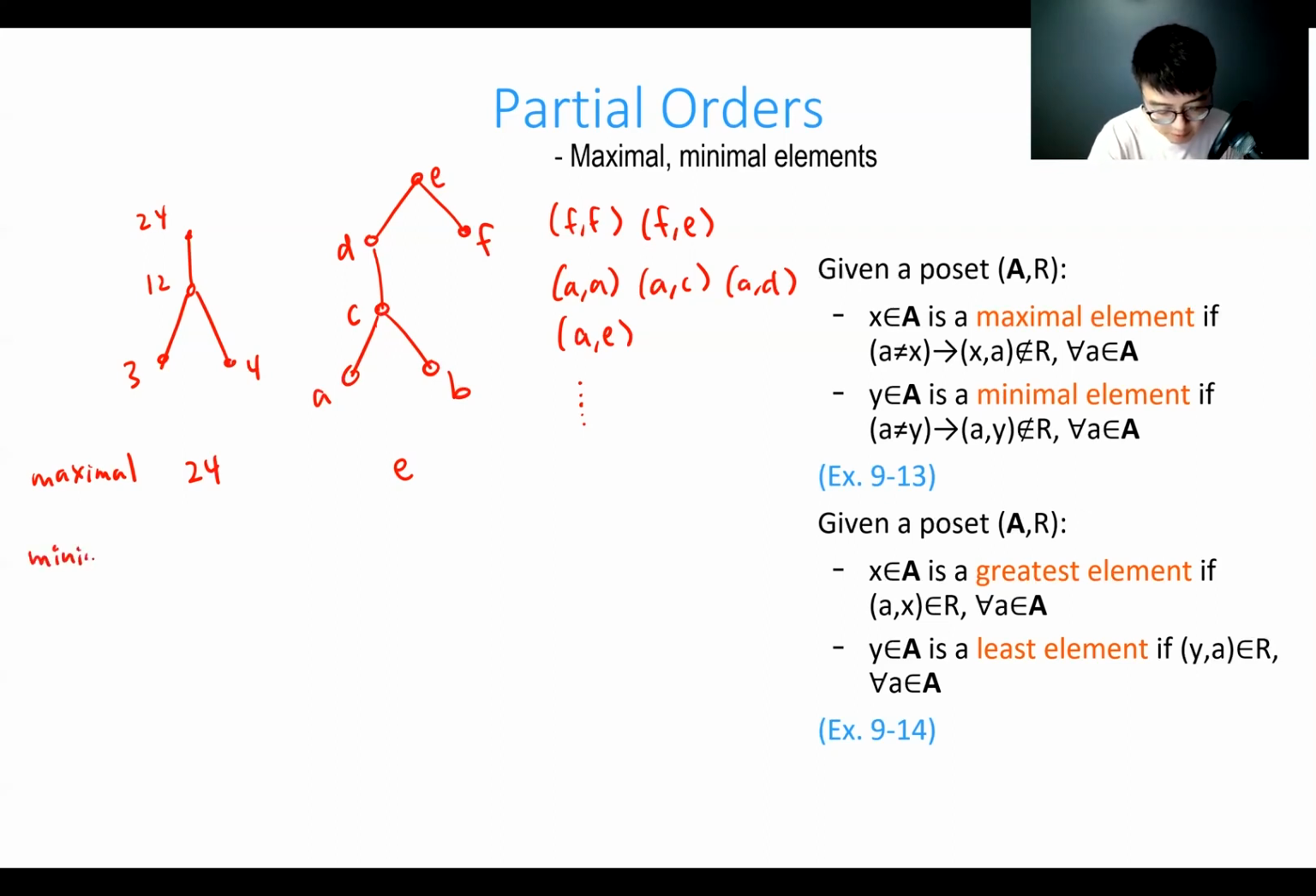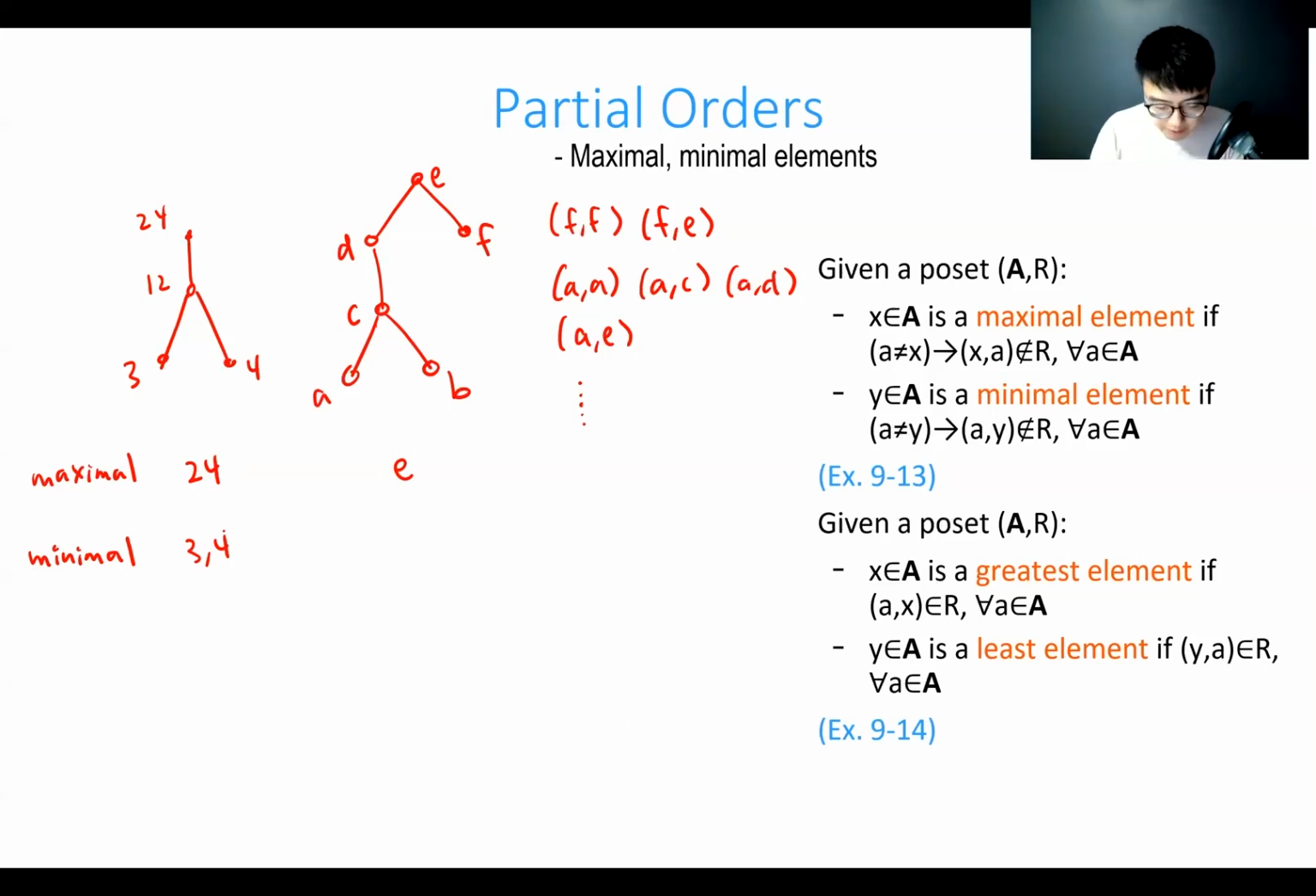What about minimal? Minimal means there's no element that's related to it other than itself. So in our first example, it's 3 and 4. Let's verify. What's related to 3? Only 3. What's related to 4? Only 4. The only thing that's related to it is itself.